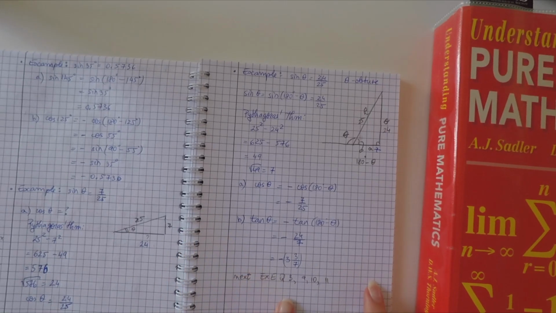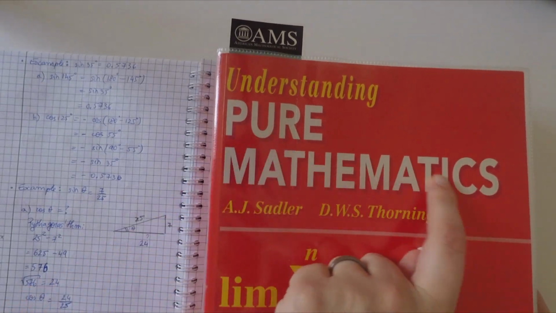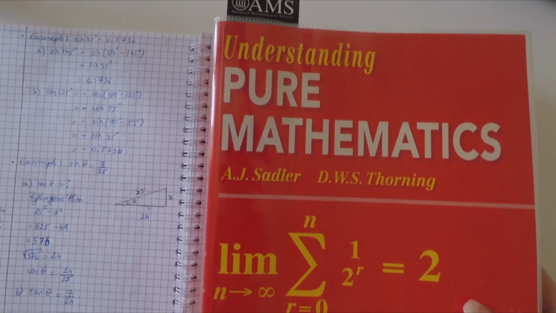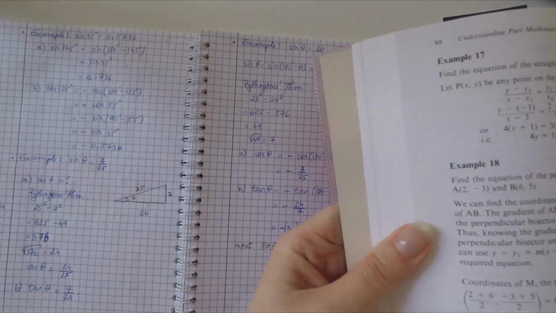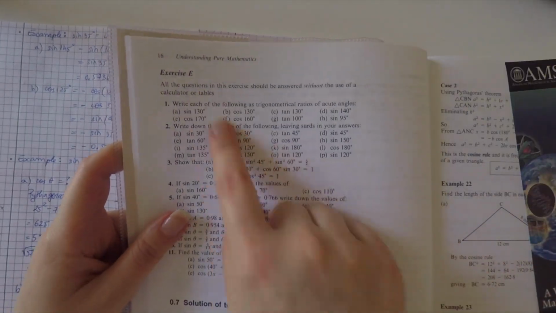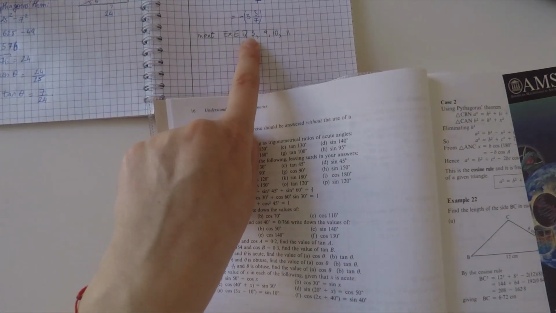Great. So now I'm using the same book, so I haven't changed. Pure Mathematics. So it's the same book, and it tells me I'm looking at exercise E. So I had a bookmark over here, so I think this should be quite easy to find. So exercise E, and I am looking at questions 3, 9, 10, 11.